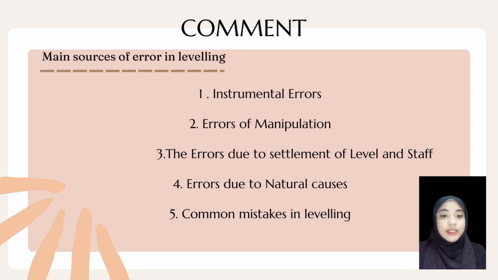The fourth main source of error in leveling is error due to natural causes. Natural causes means wind, sun, curvature and friction. And the last main source of error in leveling is common mistakes. The common mistakes are the leveling staff not being fully extended, the staff held upside down, and reading the staff upwards instead of downwards, and others.